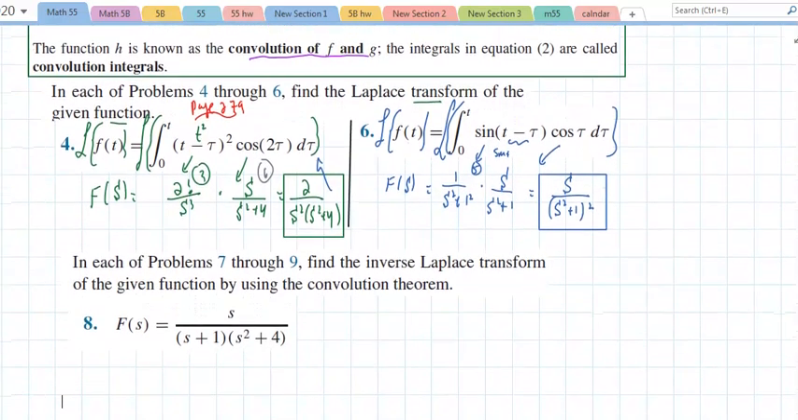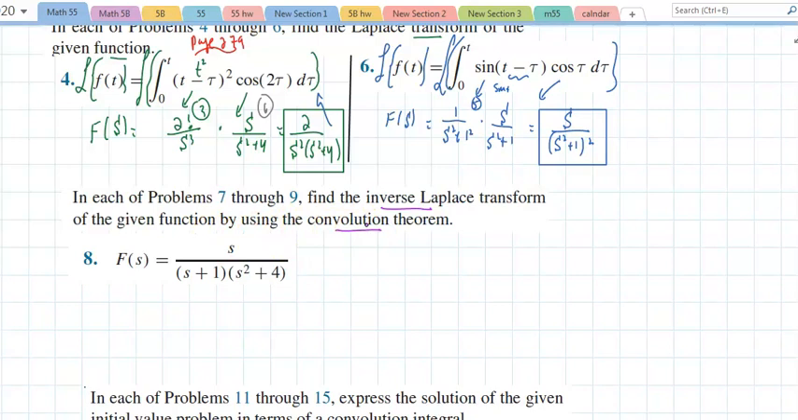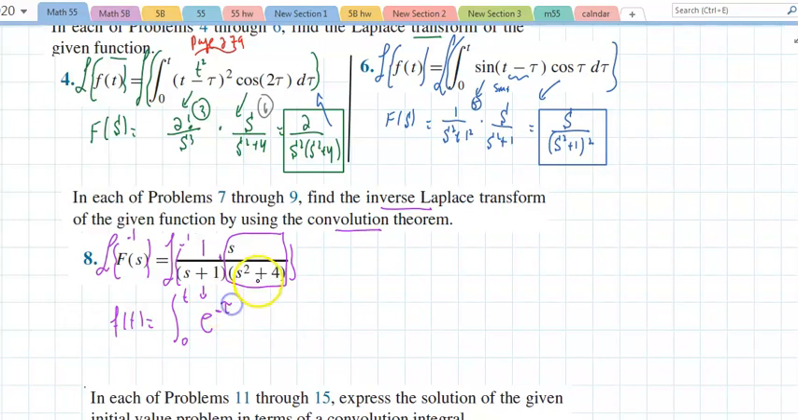Now, if I want to work backwards, if I look at problem number 8, it says in 7 through 9, I'm going to do number 8, find the inverse Laplace transform by using convolution, and that's you going backwards. If you take the inverse, this would be f of t. And what that would be is the integral from 0 to t. So here you're looking for two functions multiplied, and you have a couple of options. You could take that as a function multiplied by 1 over s plus 1. So either you say that's e to the negative tau, and this would be the cosine of 2 times t minus tau. Let me get rid of that parentheses. There you go, that's much better.